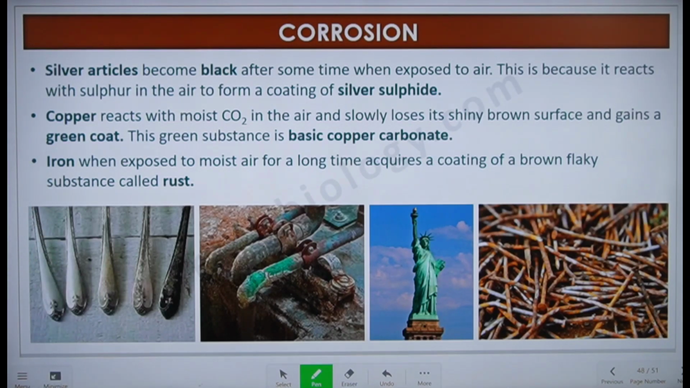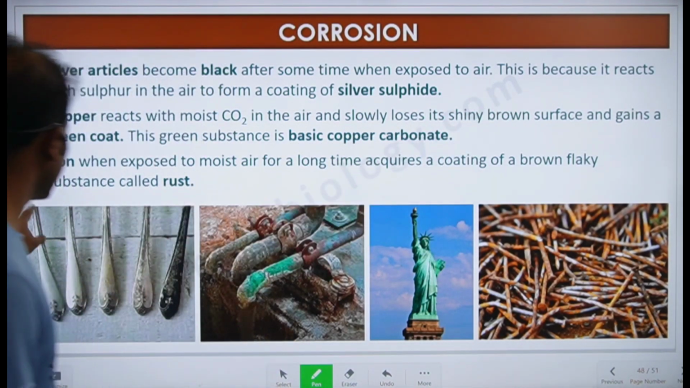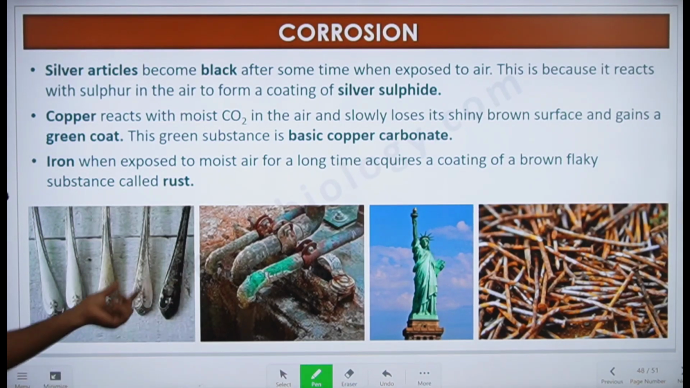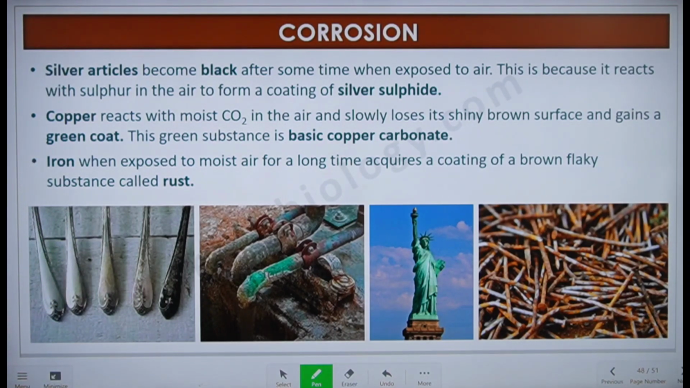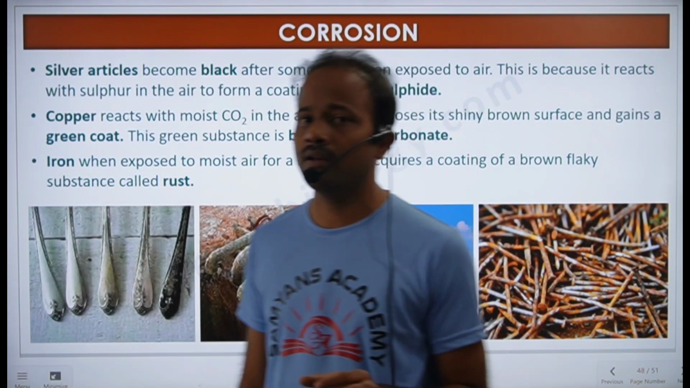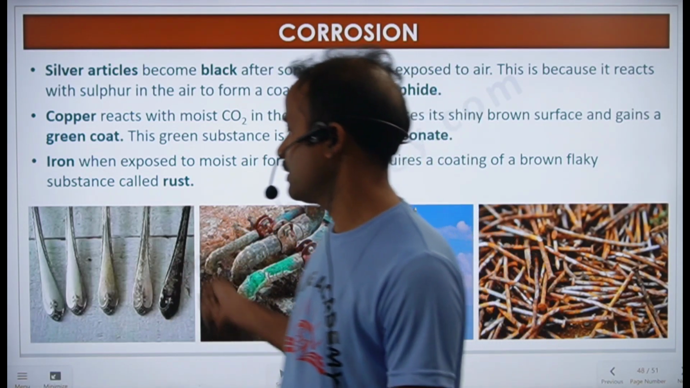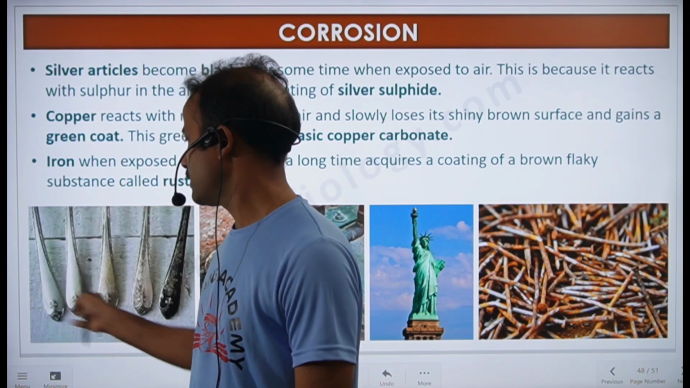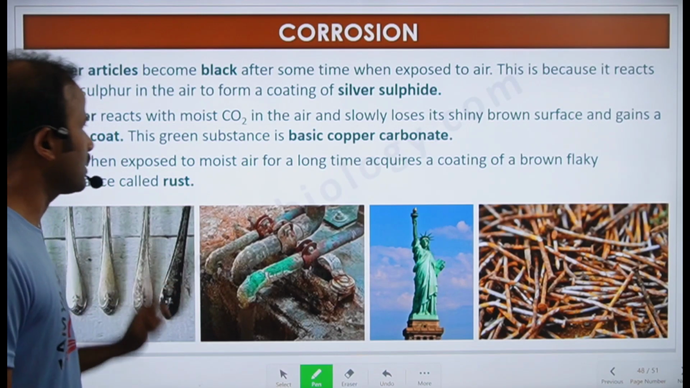Let us see now. And before that, what is corrosion? Silver articles become black after some time when exposed to air. Now you see, here silver spoons are there. When exposed to air for some time, what will happen? The silver color changes to black. This is because it reacts with the sulfur in the air to form a coating of silver sulfide. In atmospheric air there are some sulfur molecules. This sulfur gas reacts with the silver spoons, and silver sulfide is formed, which is black in color.